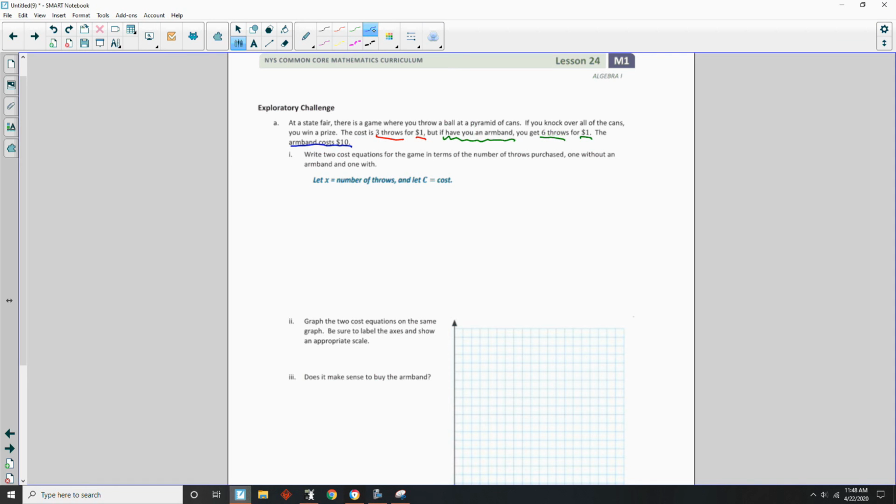All right, so we need equations. So if I don't have an armband, without an armband, C is the cost, and that equals number of throws. So the cost is 3 throws for $1. So how could I represent this as an equation? Let X equal the number of throws, 3.